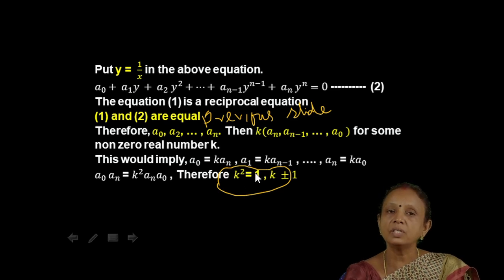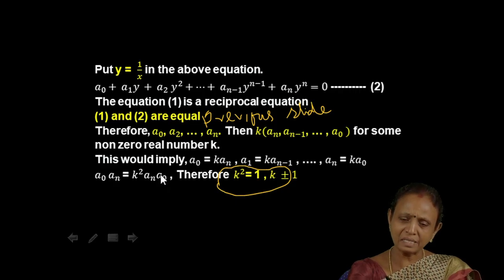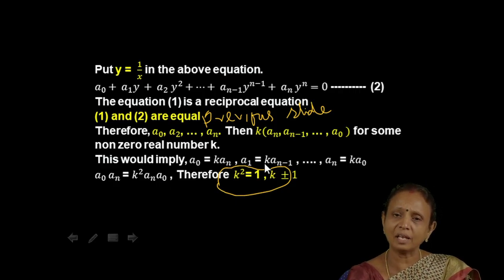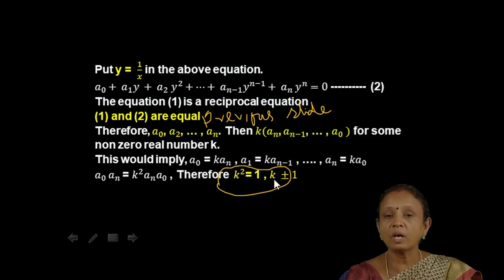Therefore, when you equate it, the condition will provide that k square is equal to 1, and so k is equal to plus or minus 1. What we are doing is equating the equations and finally getting the conditions, because we require the condition for the polynomial equation to remain a reciprocal equation. Therefore k square is equal to 1 and k is equal to plus or minus 1 is the condition.